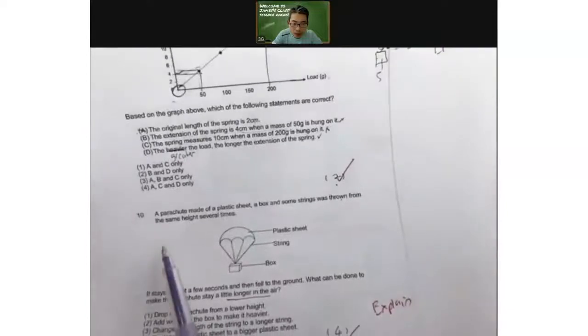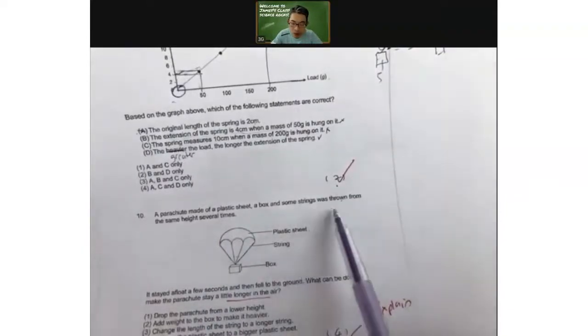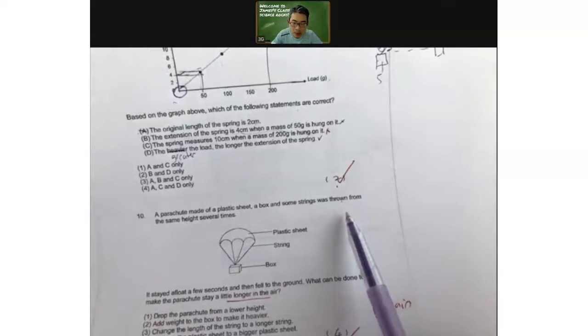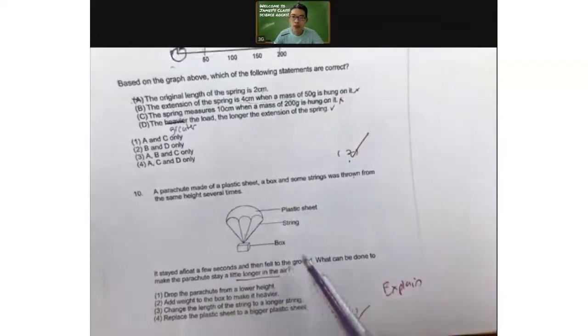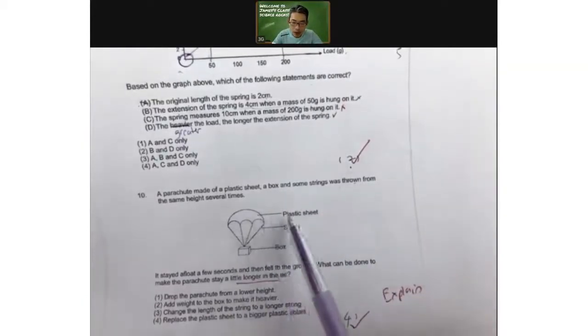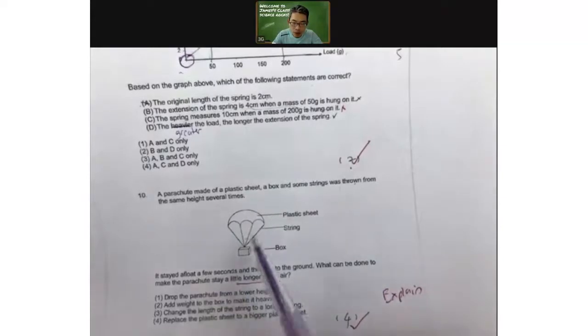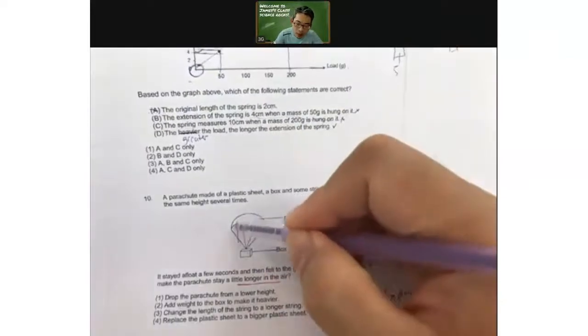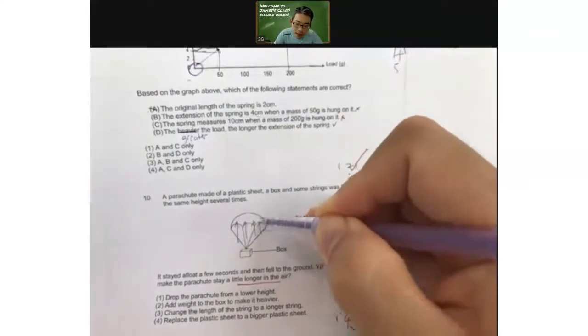Next one. A parachute made of a plastic sheet, a box and some strings were thrown from the same height several times. So we couldn't do our parachute experiment yet. I hope we can get to do it soon. Okay. Now a box with some string was thrown here. It stayed afloat for a few seconds. Now when it's coming down, there will be something pushing against the canopy of the plastic sheet. This is called a canopy.